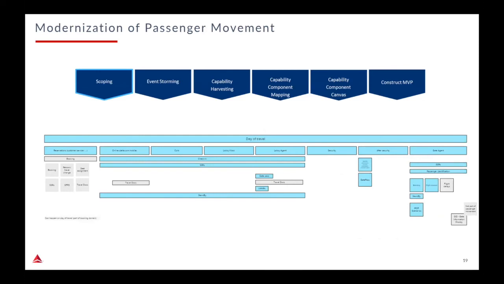So here is our modernization effort for passenger movement. How do we, this goes back to one of the questions, how do we set those bookends for a particular domain? So we start by saying, okay, passenger movement is the day of travel. That's how we've defined it. Well, what inside of day of travel does passenger movement own? Passenger movement is really about your experience when you're in the airport. So we started at the top and said, okay, here's the day of travel.